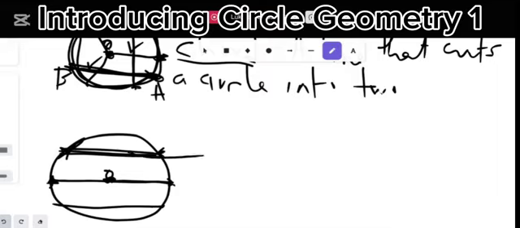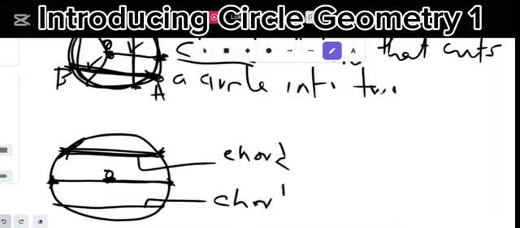So this is a chord. Sorry, let me put it like this. This is known as a chord, C-H-O-R-D. This one too is a chord, C-H-O-R-D. Why? It cuts a circle into two, or it touches two parts of the circumference. Now, this one too follows that definition. A line that cuts a circle into two, that is, it touches two parts of the circumference, is a chord. Now, this is also a chord. Let me bring it out. It's a chord, so long as it meets that definition.